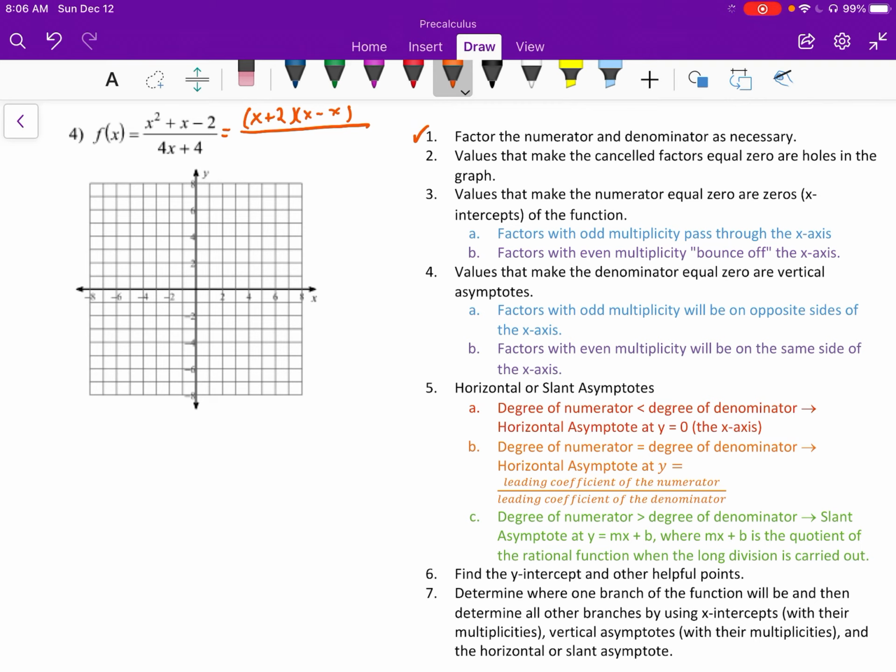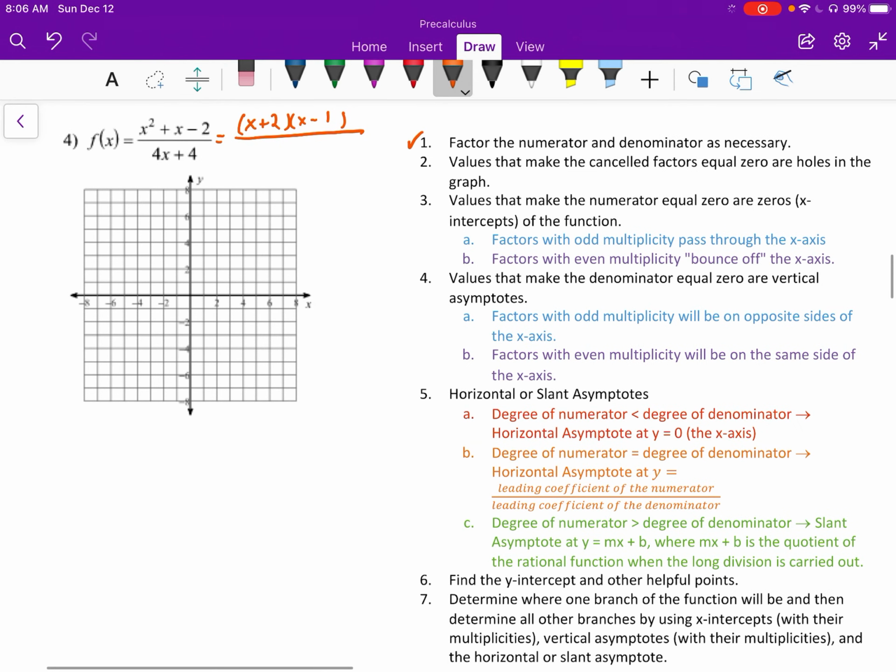And in the denominator, we can factor a 4 out of there. So that's going to be 4 times x plus 1. So that is complete. Next, we will look for the 4 different things that we consider.